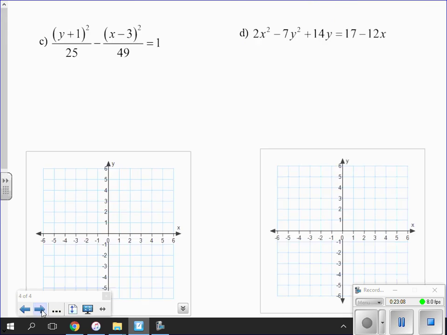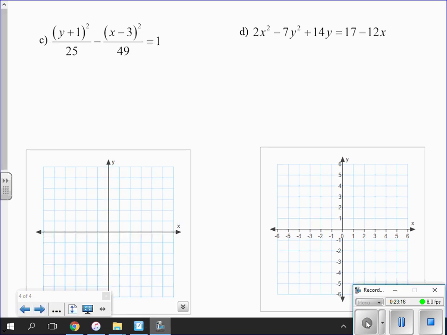Okay, do C. Okay, so let's do this. Our center is at 3, -1. Our A is 7. Our B is 5. Because remember, the A's and the B's are still under X and Y, respectively. It's not first and second. It's what variable they're under.